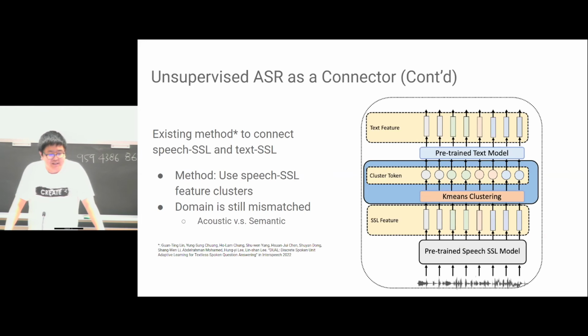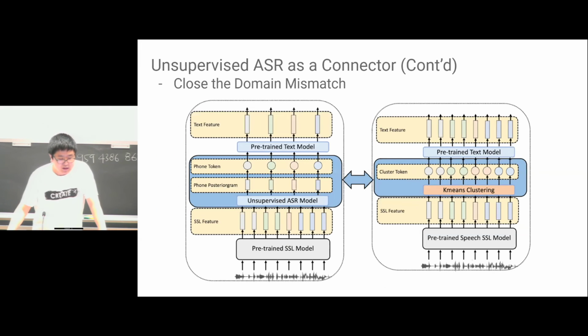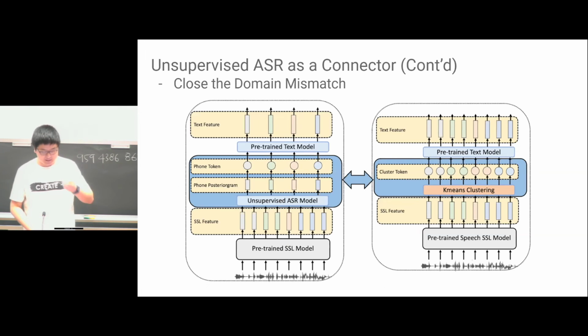There is an existing method for connecting the two. By using k-means clustering on the speech self-supervised model, we get cluster tokens, and then use these cluster tokens as input to the text self-supervised model, since it takes discrete tokens as input. But the domain is still mismatched, given that one is acoustic and the other is semantic. What we are doing next is using unsupervised ASR as a connector, which closes the domain mismatch because we are converting the domain from acoustic into semantic.